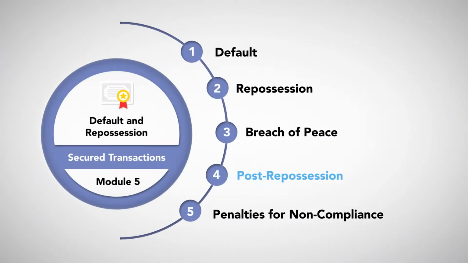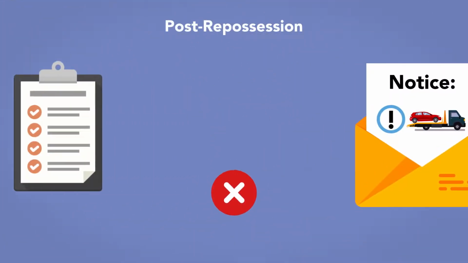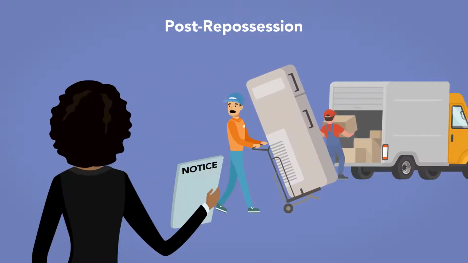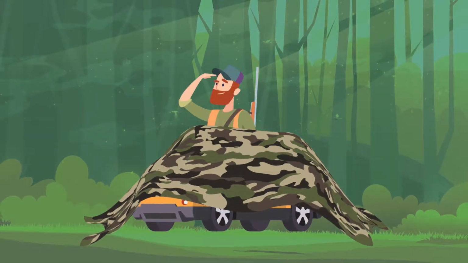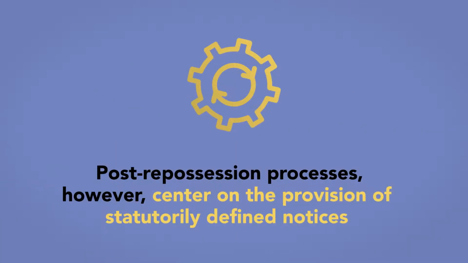Post-repossession. There is no requirement for secured parties to provide notice of their intent to repossess collateral. Such an obligation would ruin the element of surprise that usually enables recovery agents to quickly and quietly seize the goods, as defaulting debtors might otherwise hide the collateral or keep watch and attempt to create a breach of the peace to thwart the process. Post-repossession processes, however, center on the provision of statutorily defined notices.